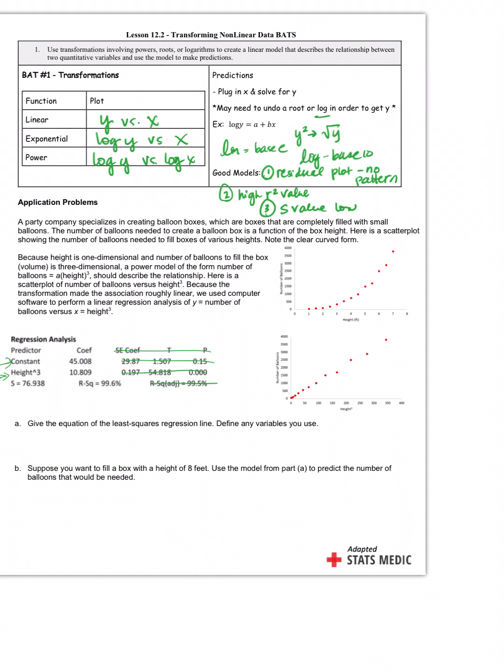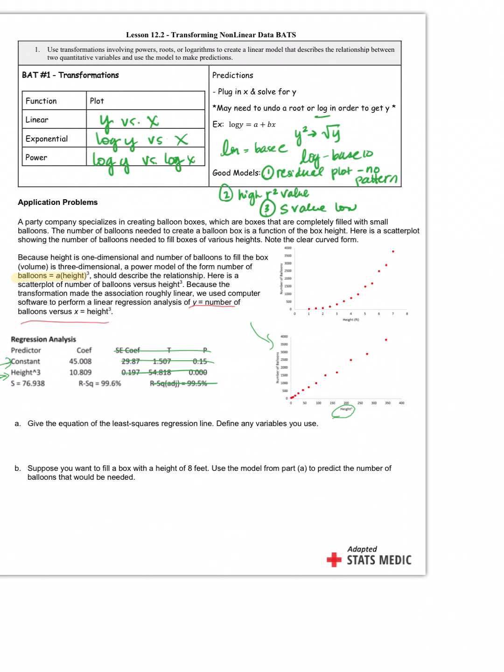I know you blocked it out, but here it is. This should describe the relationship. Here it is, what they're trying to tell us. The number of balloons should be a function of the height cubed. All right? Here is a scatter plot of the number of balloons versus the height cubed. So this one down here is that scatter plot. Does it look straighter to you? Yeah. A lot straighter, okay? Because this transformation made it roughly linear, we use computer software to perform a linear regression analysis where y is the number of balloons versus x is the height cubed, okay?